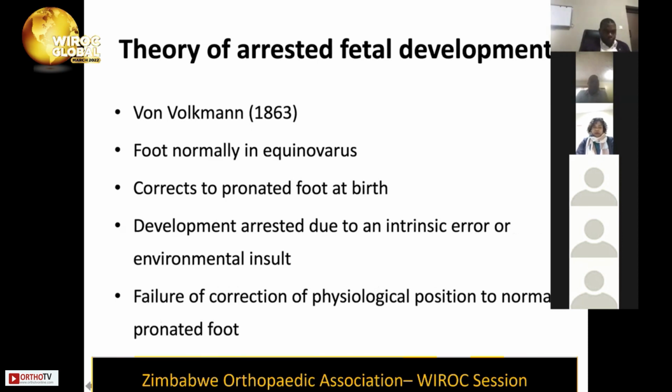The theory of arrested fetal development was first described by von Volkmann in 1863.